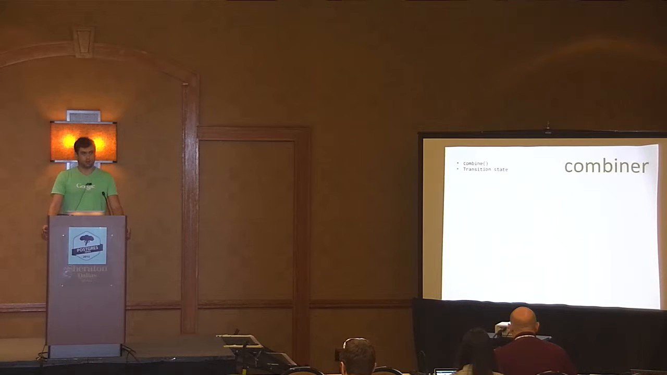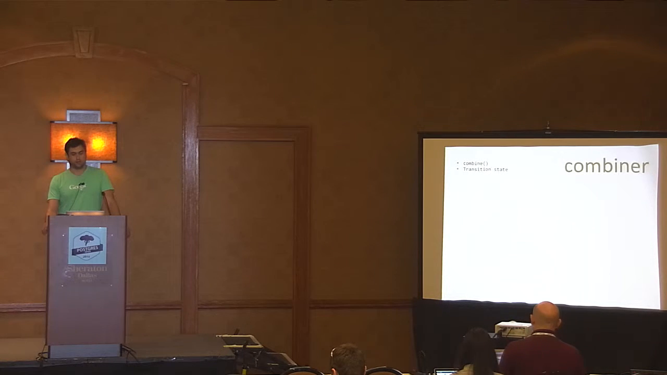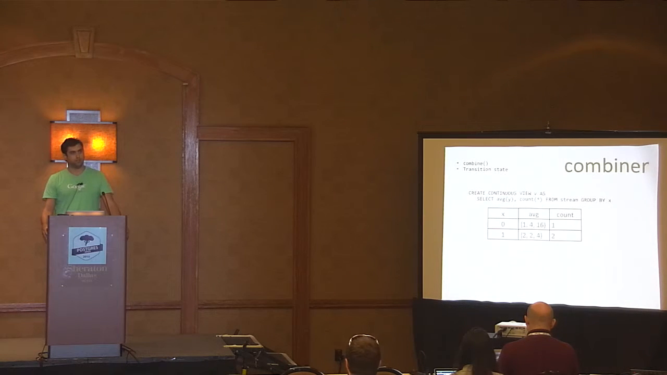So obviously, things like combining an average, it's not just a matter of taking the average of the averages. You have to take the weight into account, and combine can do that for us automatically. So that's essentially the function that is used on the combiner. And this is what an actual materialization table looks like. Under the hood, this is what a continuous view looks like.